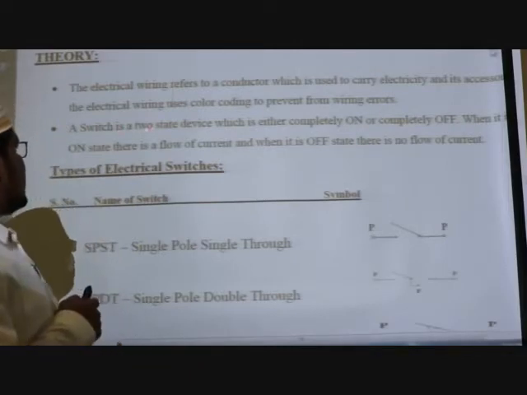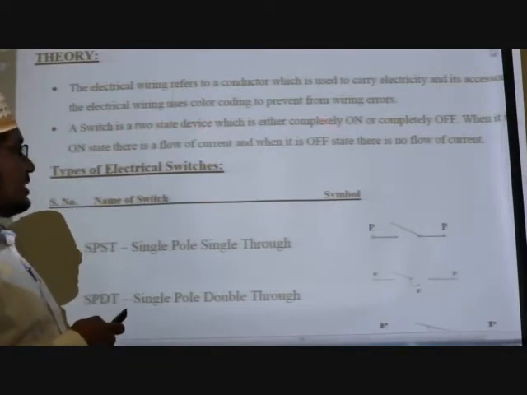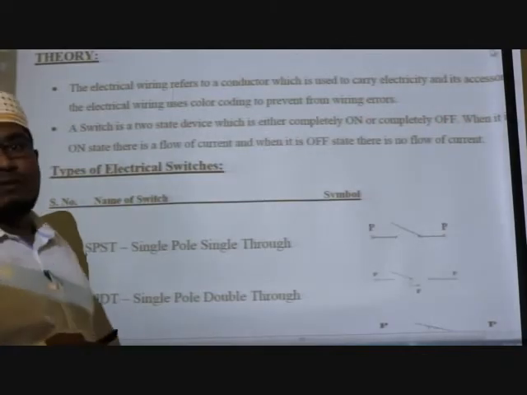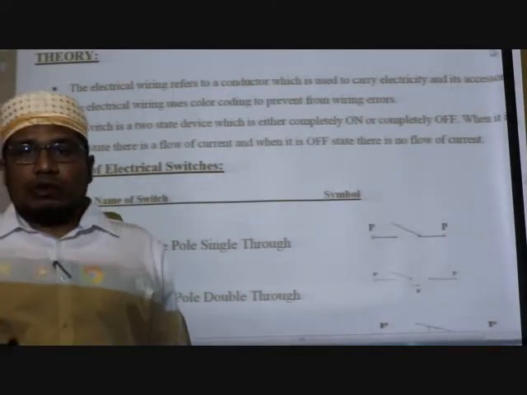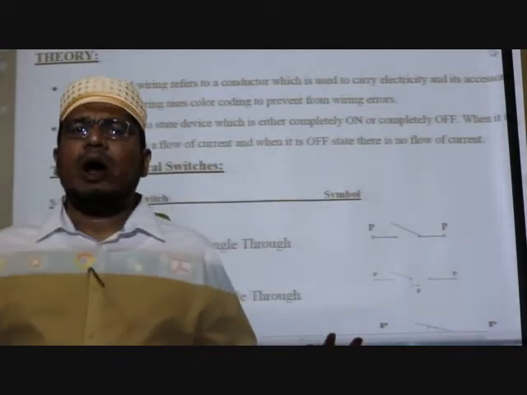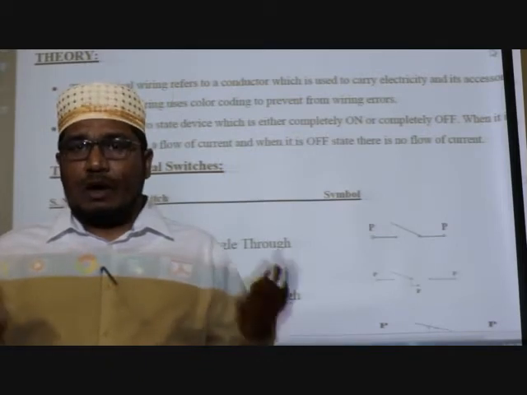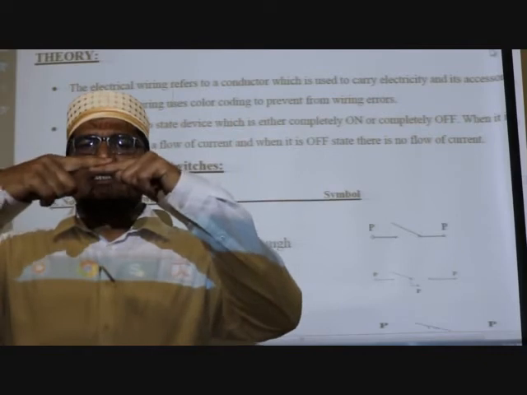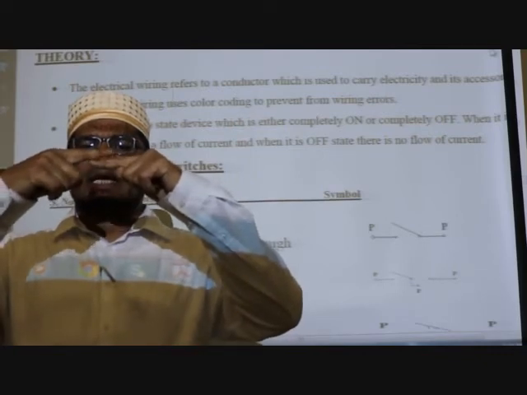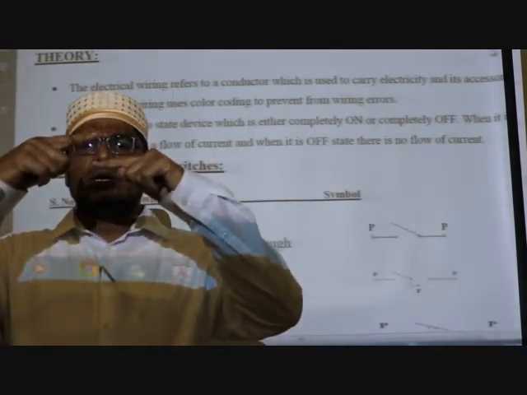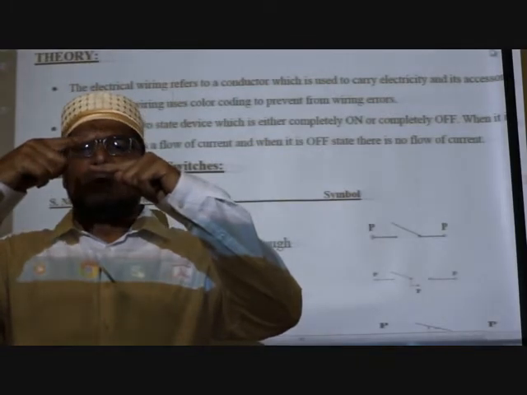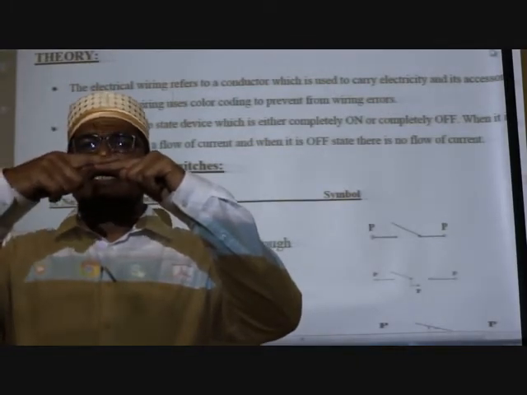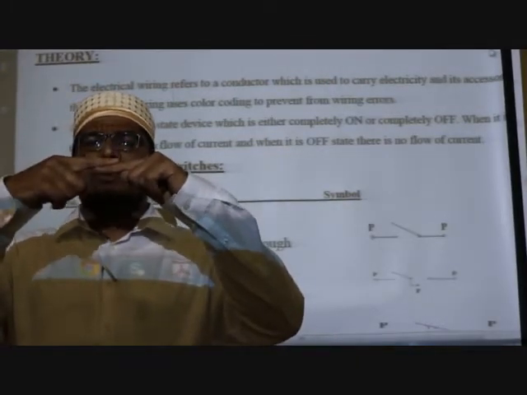A switch is a two-state device which is either completely on or completely off. What does it mean? A switch is nothing but an on-off circuit, we can say. An on-off switch will be like this. If there is a connection, we call it on. When there is no connection, it is called off, or open. Open or off, same. When there is a touch or connection, it is called on.